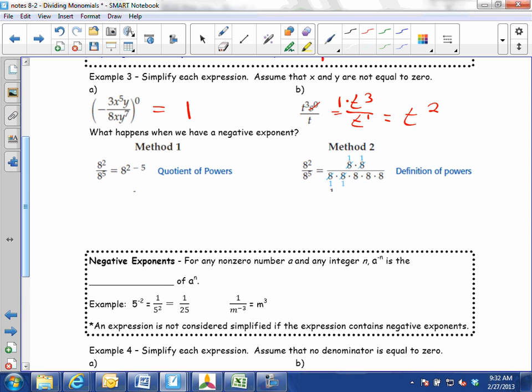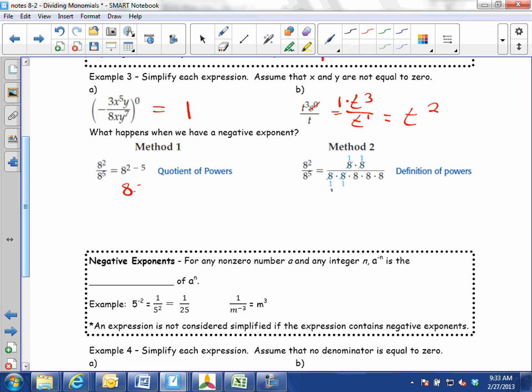I think we're going to stop there because we don't have a whole lot of time. We have 30 minutes. You think we can get through most of it? Let's try. Okay, so that's what happens when we have a negative exponent. They're giving us an example here, and again, remember we subtract top minus bottom exponent. So what's 2 minus 5?